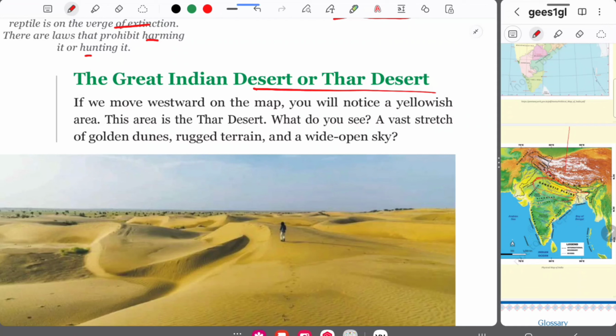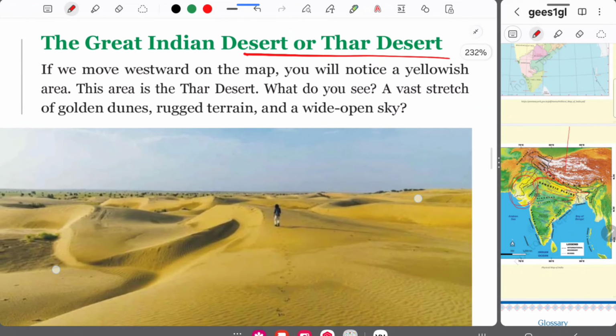So the Great Indian Desert or the Thar Desert. So now let us move from the Gangetic Plain towards the Great Indian Desert. This portion here, okay. In this map I have already shown you. See the Great Indian Desert or the Thar Desert.